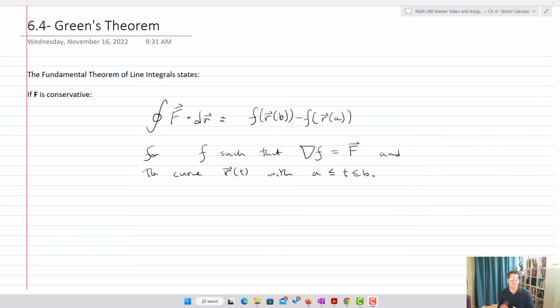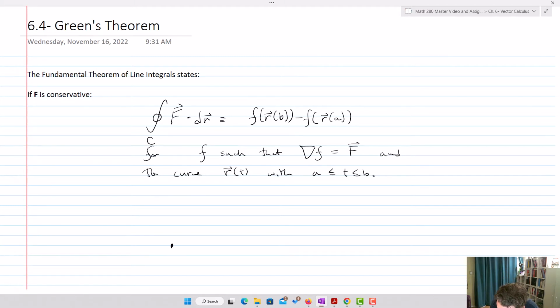The fundamental theorem of line integrals states that if F is conservative, then the line integral of F dot dr on a curve C is going to equal f(r(b)) minus f(r(a)), for f such that del f equals F, and the curve r(t) with a less than or equal to t less than or equal to b. Basically, this says that if we have a vector field F and we construct a potential function from F, because F is conservative, then all we've got to do is calculate the value of the potential function at its endpoints, right?